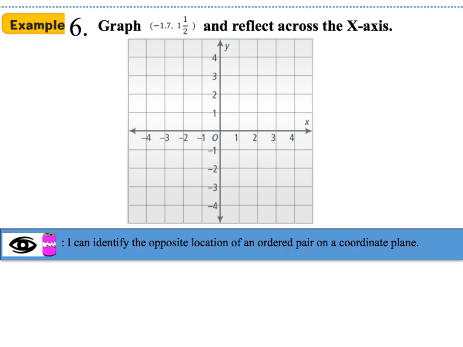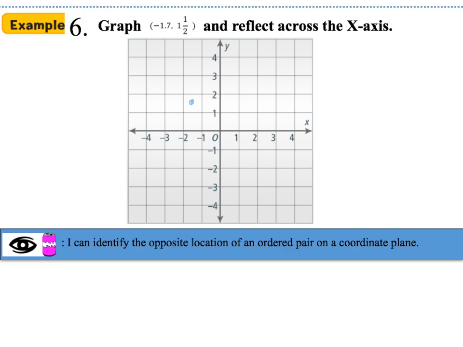Example 6 is asking us to graph the ordered pair negative 1.7 comma 1.5. Then we need to reflect across the x-axis. First thing we're going to do is graph. So I know that negative 1.7 is going to be on the left-hand side of my x-axis of 0. Negative 1.7 is probably about someplace right here. Then I'm going to go up 1.5. So here's 1. I'm going to go up to the halfway mark.